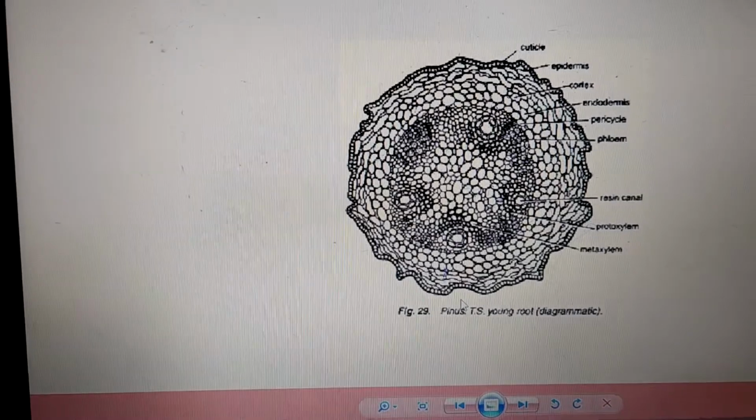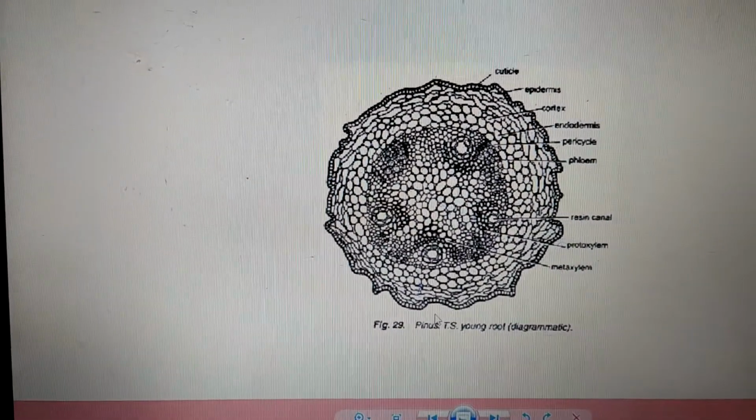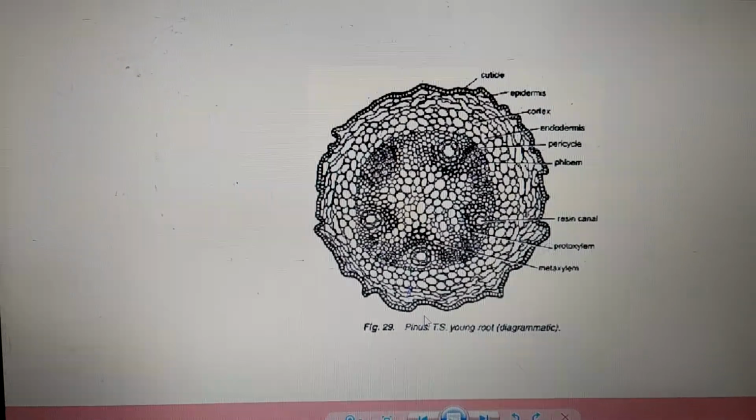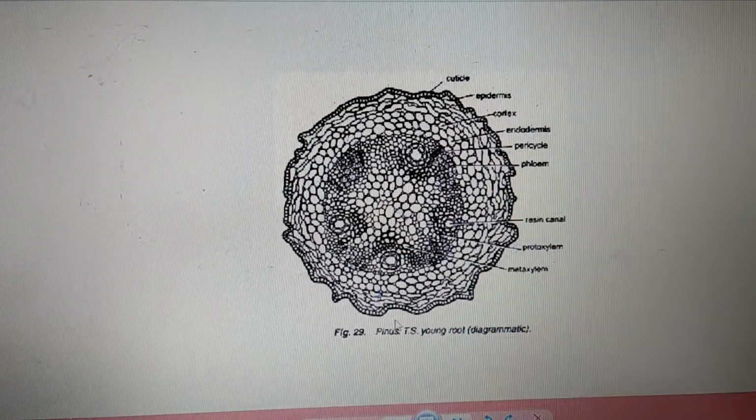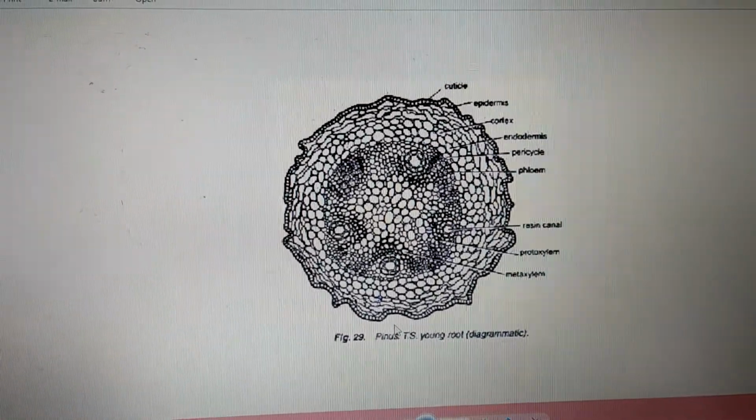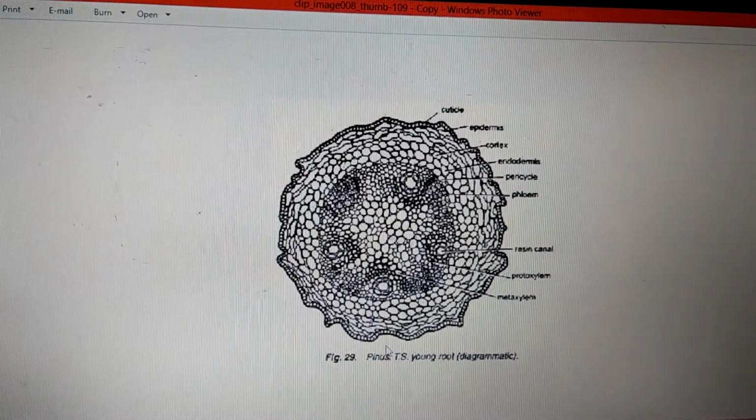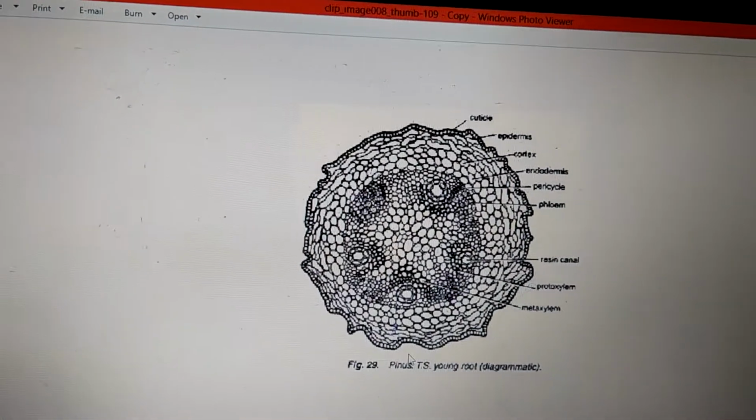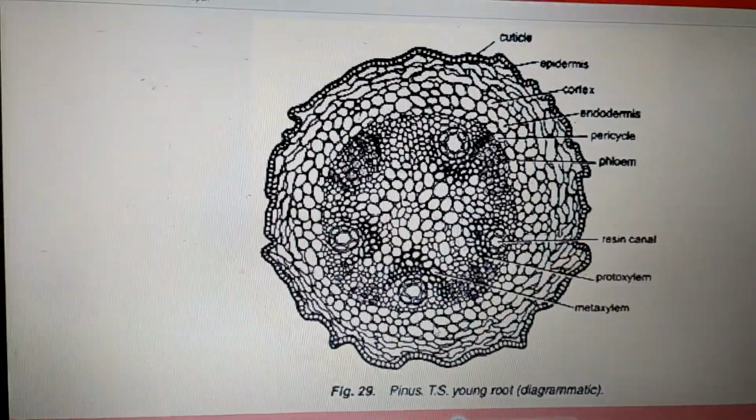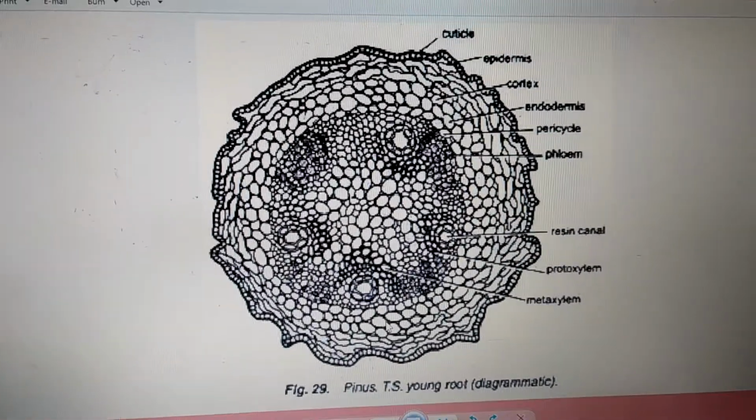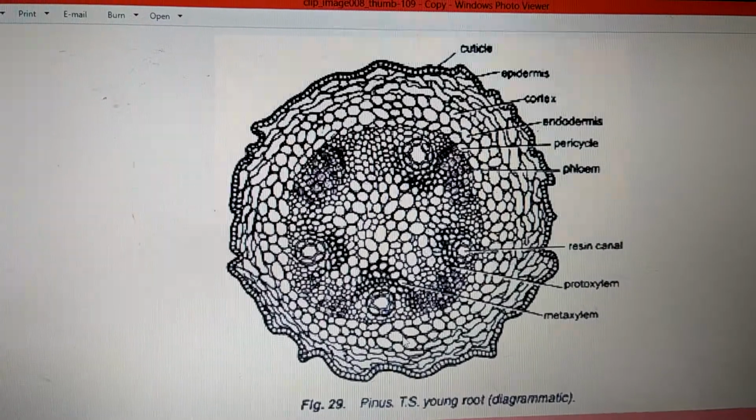Now what is the function of the resin canal? These canals are going to secrete what is called resin in them. Now what is the function of this resin? As it is a tree, it is to be fed on by insects as well as some herbivores. When the resin is created in these canals, it is going to act as a defense against insects and other animals, leading to some distastefulness.